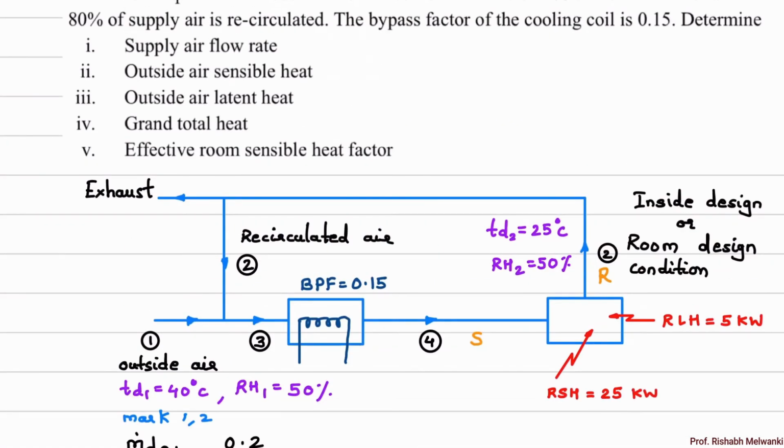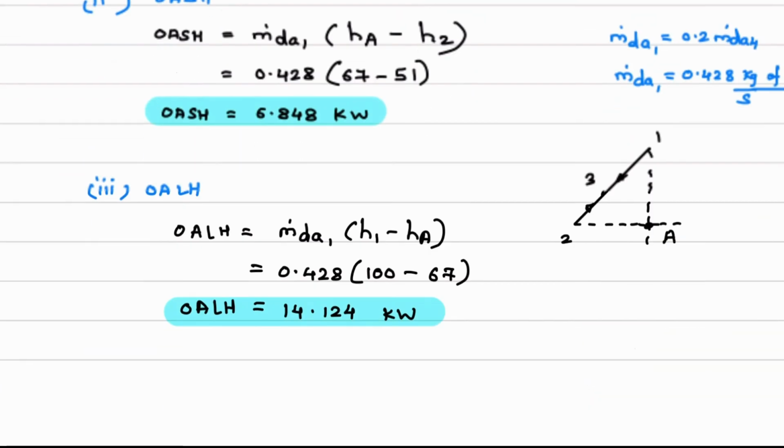We have calculated supply air flow rate V dot A4. We have calculated outside air sensible heat and outside air latent heat. Now we will calculate GTH, grand total heat. We have already seen the equation in theory. So grand total heat will be equal to total sensible heat plus total latent heat.